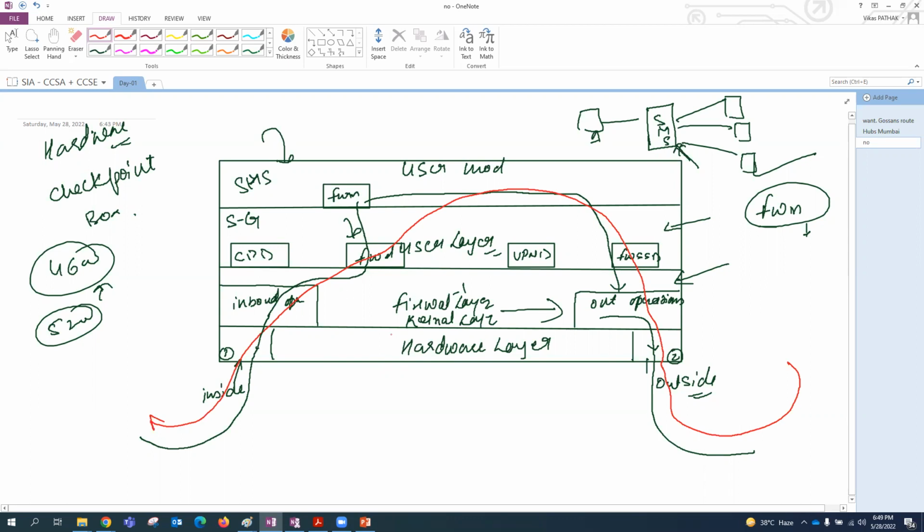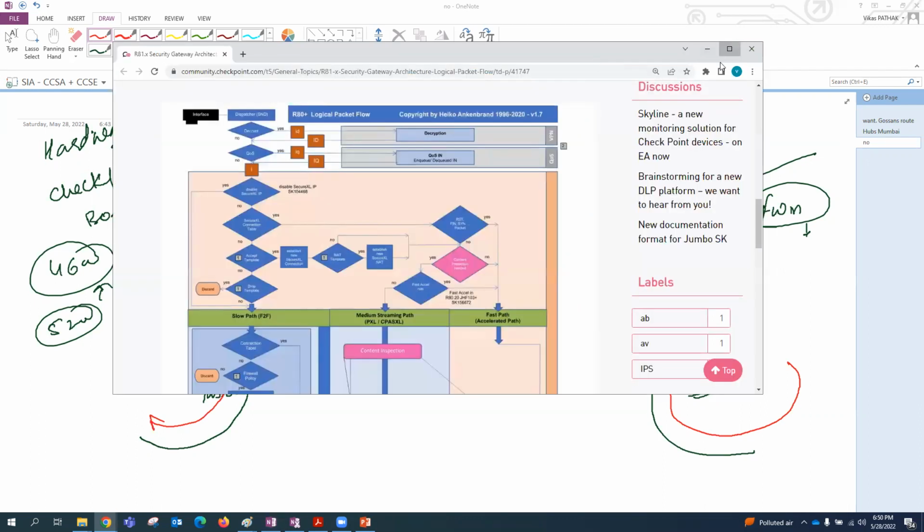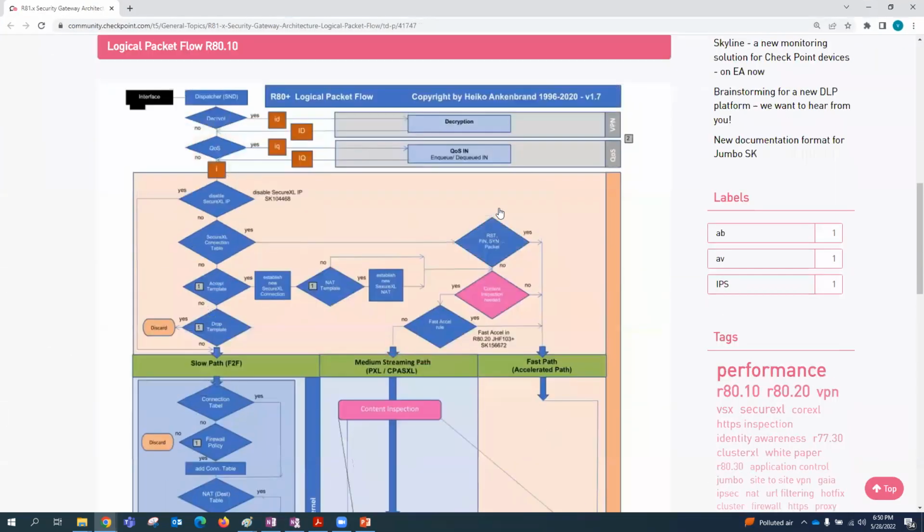Let me give you one detailed packet flow of Checkpoint, because it's a very big diagram. I cannot include that diagram in our PPT, but let me give you this Checkpoint article and it will help you. Can you see this diagram, right?